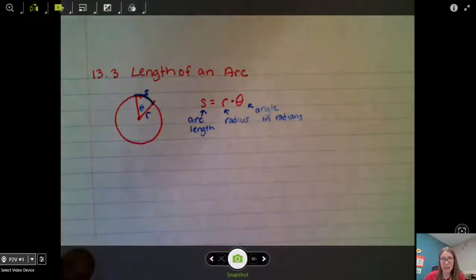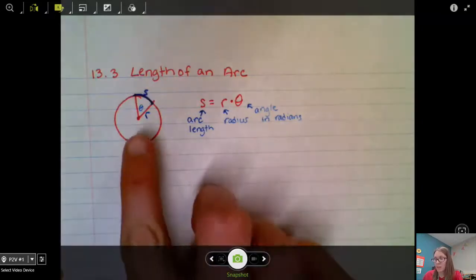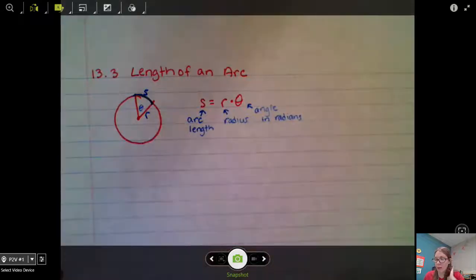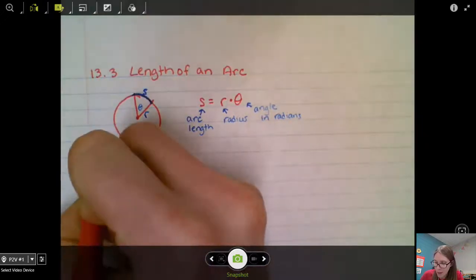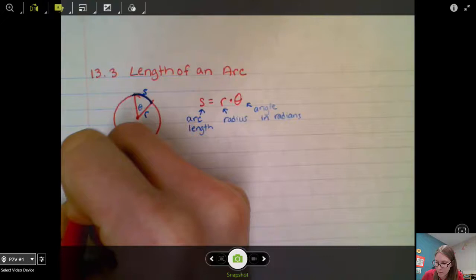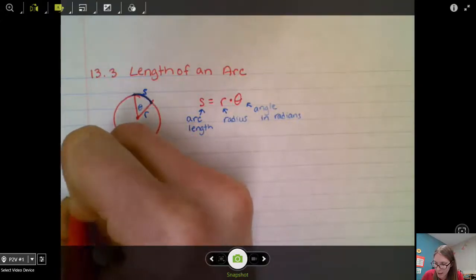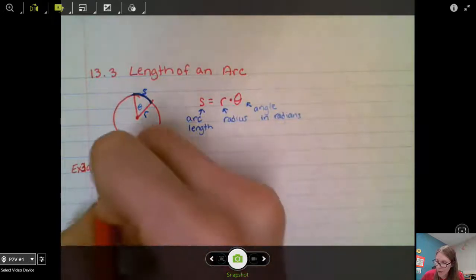So that's one of the really easy things to forget with this formula, that we need our angle to be in radians. Okay, so again, this formula works pretty easily for us to figure out the length of that arc. Now with that formula, we are going to do an application problem. And I'm going to call this example 3A.